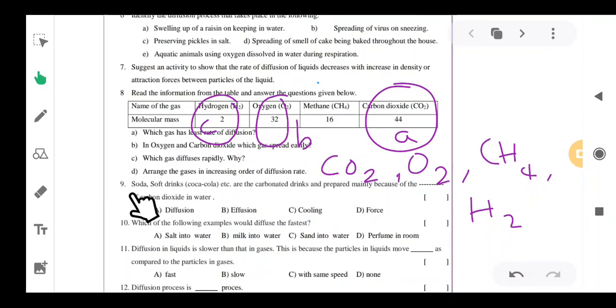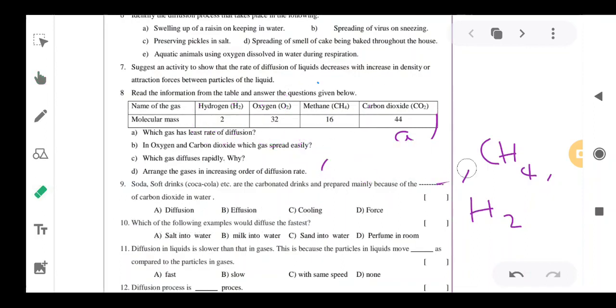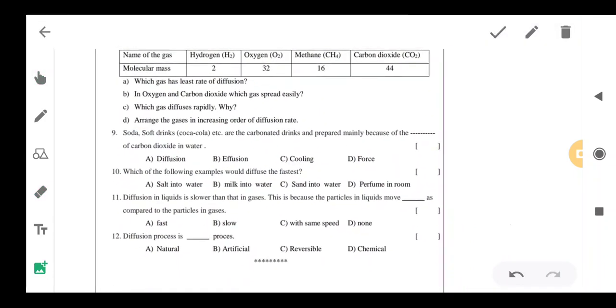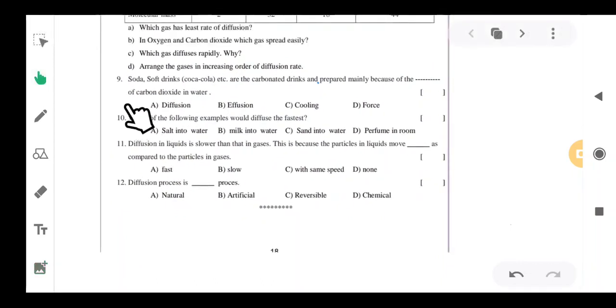Next, the ninth one. Soda, soft drinks, Coca-Cola, etc. are carbonated drinks and prepared mainly because of the dash of carbon dioxide in water. Multiple choices are given, so we check all the choices. You have to choose the correct answer. In soda, soft drinks and Coca-Cola, what mainly happens? Yes, carbon dioxide is dissolved in water, that means we are diffusing it. So the answer should be diffusion. We have A diffusion, B effusion, C cooling, D force. So which is the correct answer? Here diffusion, that is A, is the correct answer.